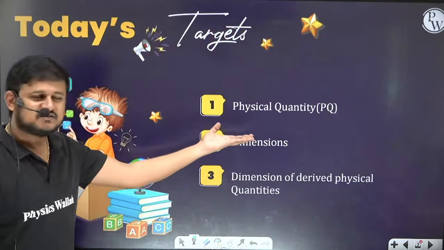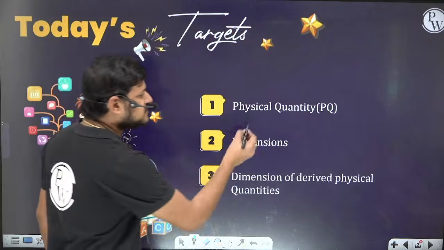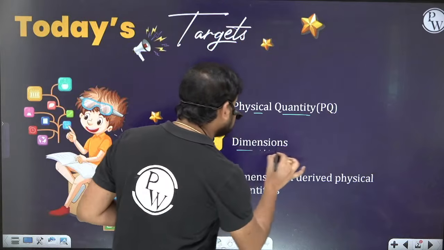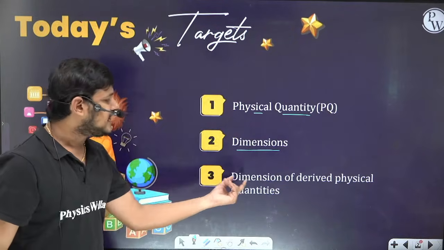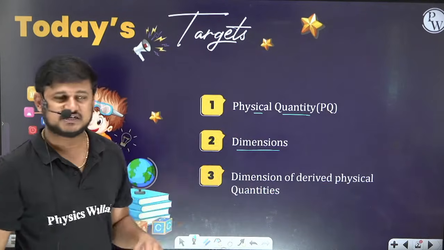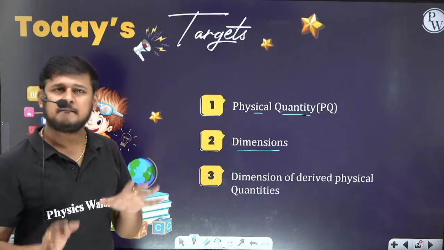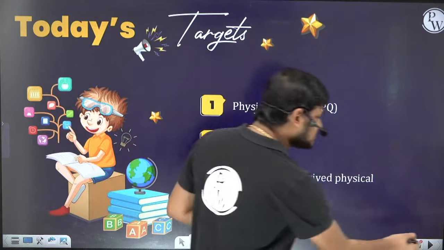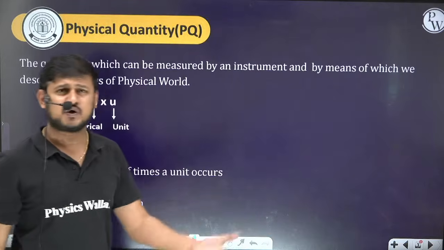Today's targets: first, what are physical quantities? Then how do we write the dimensions, and the dimensions of derived physical quantities? These are our basic 3 targets. So first thing, what are physical quantities?